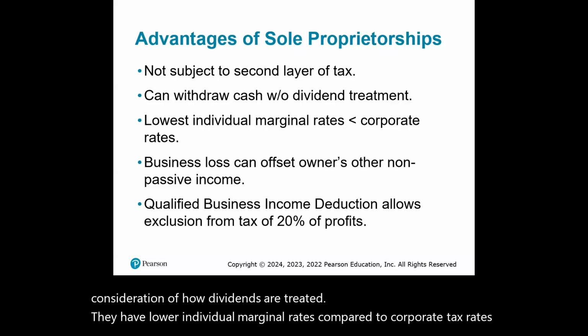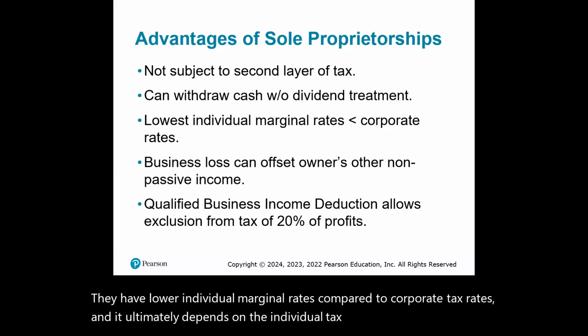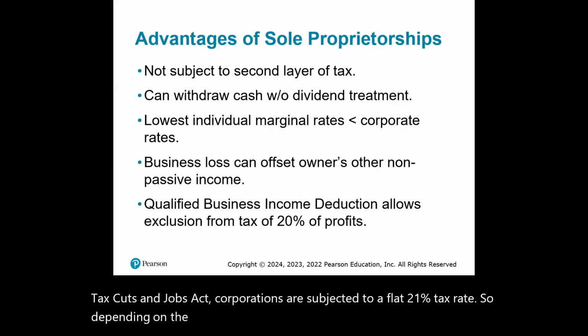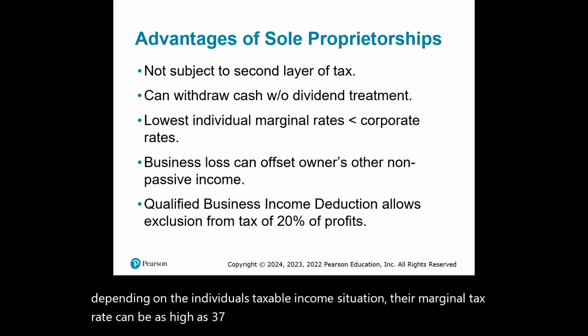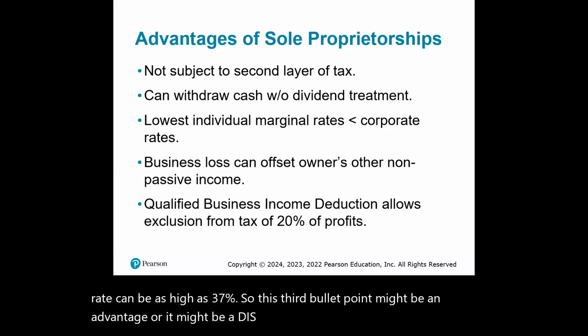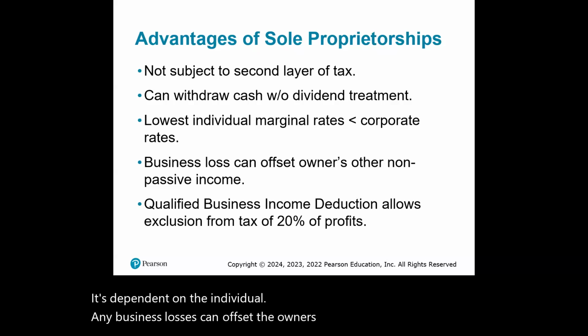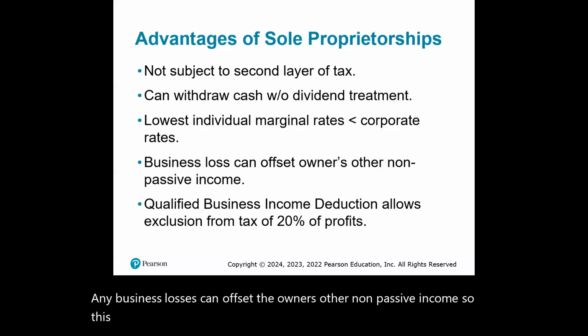It ultimately depends on the individual taxpayer, because due to the Tax Cuts and Jobs Act, corporations are subjected to a flat 21% tax rate. Depending on the individual's taxable income situation, their marginal tax rate can be as high as 37%. So this third bullet point might be an advantage or it might be a disadvantage. Again, it's dependent on the individual. Any business losses can offset the owner's other non-passive income. So this is definitely one of the benefits.